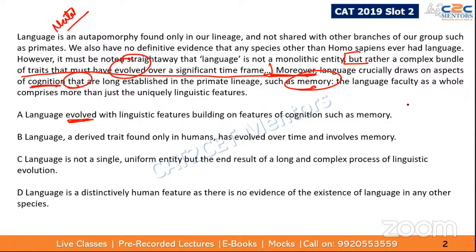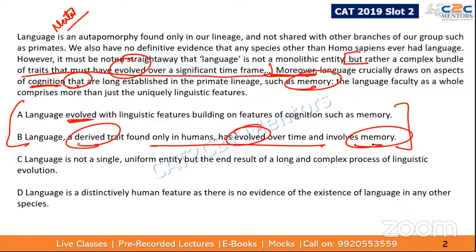Where can I see these in these two sentences? I see it in A for apple. I go to B, I see derived, humans, evolved. I see that here also. Great. But one thing that separates A from B is a word called cognition. So A for apple is going to be my answer. As simple as that. That's how you crack it.